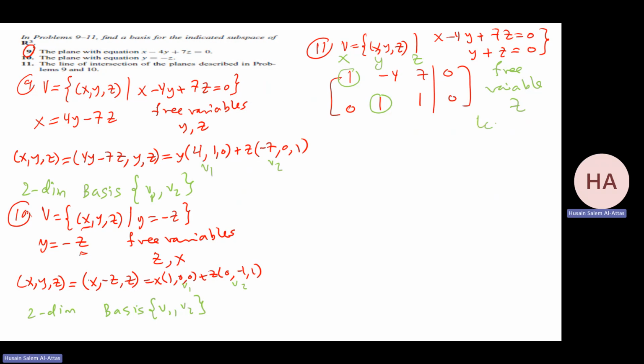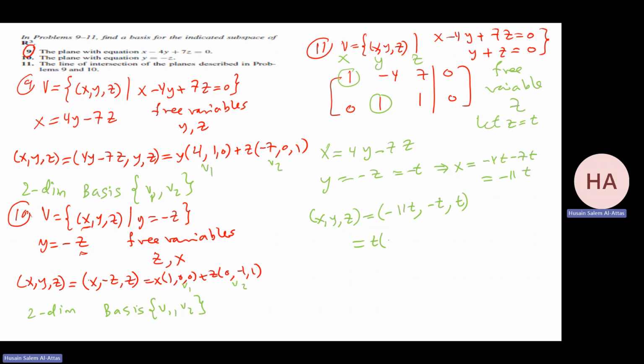So let Z equal T. So what I have for Y plus Z equals 0: Y equals minus T. That implies X equals what? Minus 4 times minus T minus 7T, which is minus 11T. So X, Y, Z will be minus 11T, minus T and T. Take T, common factor, which is the free variable: minus 11, minus 1, 1.